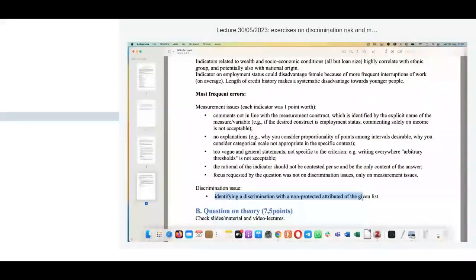Whether you are a wealthy person or not is not a protected attribute. Being rich or not rich is not a protected attribute. It's a socioeconomic condition.